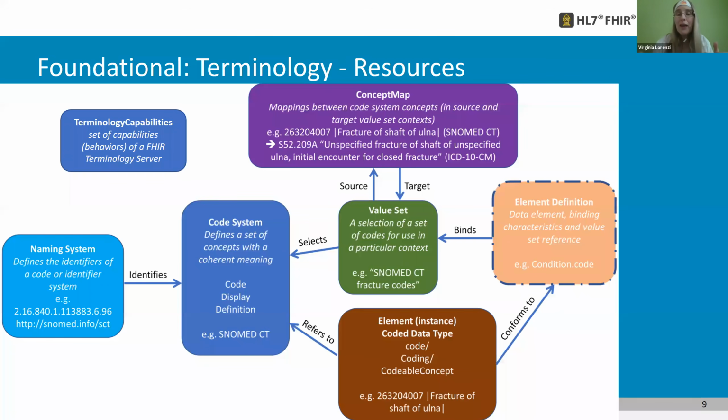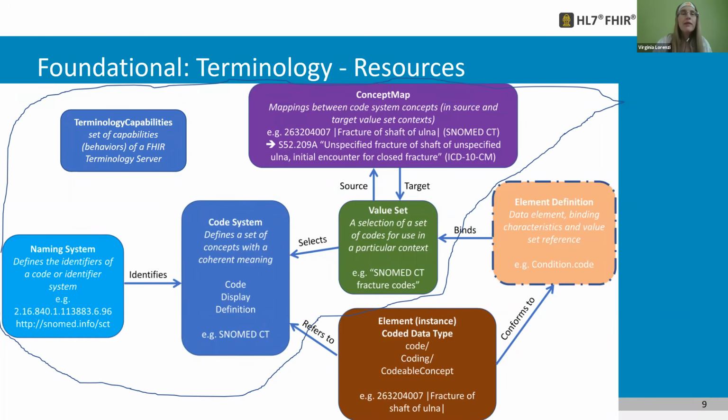So there are data types related to that: code, coding, and codable concept. And there are also specific FHIR resources, such as concept map and terminology capabilities, naming system, code system, and value set. And all of these actually help you interact with a terminology server.